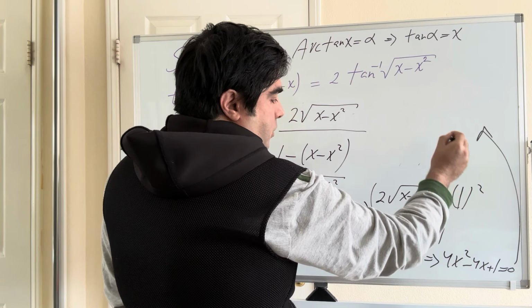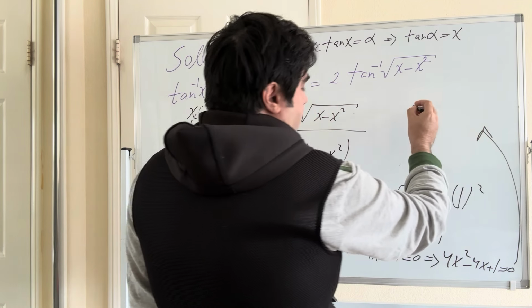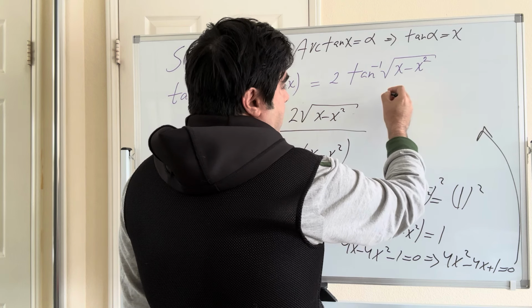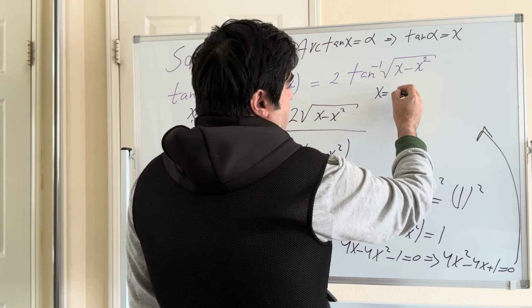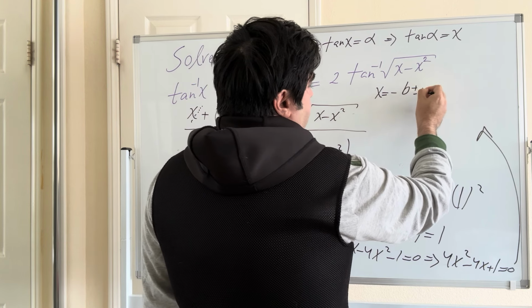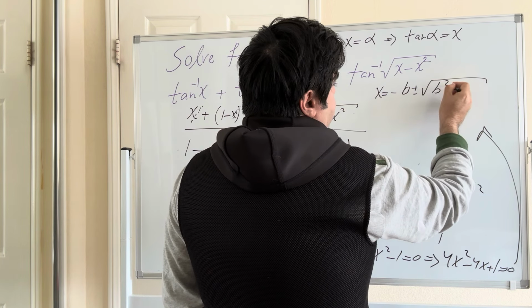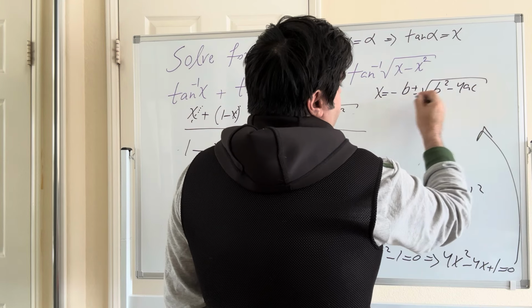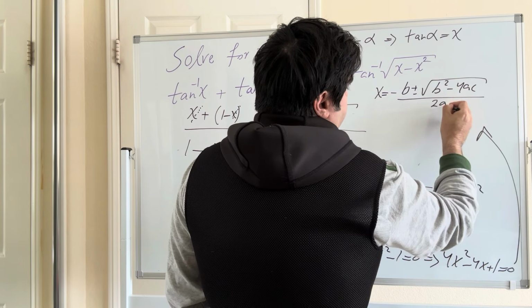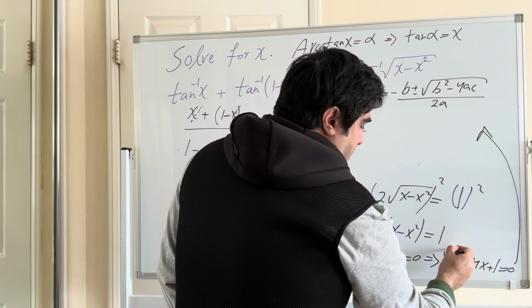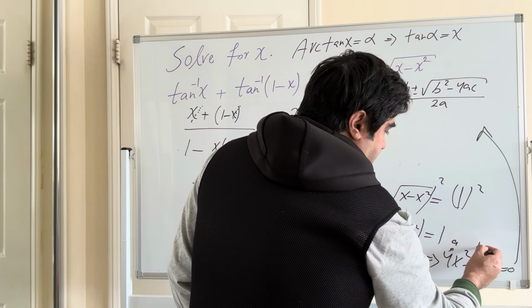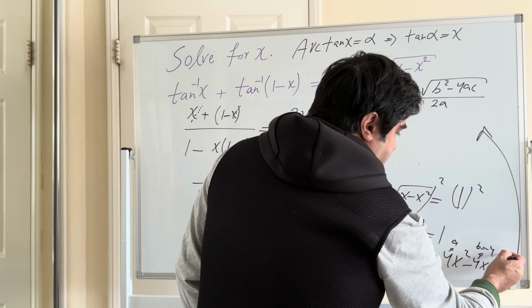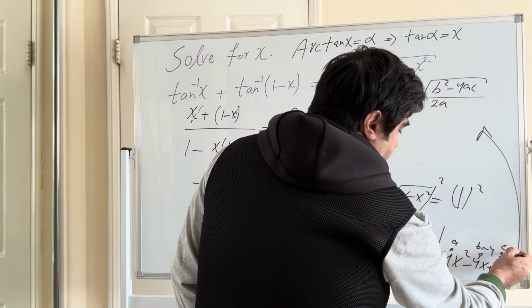So I can use, if you remember, the quadratic formula: negative b plus or minus the square root of b squared minus 4ac, divided by 2a. So our a here is 4. The b here is negative 4, and the c here is 1, right?